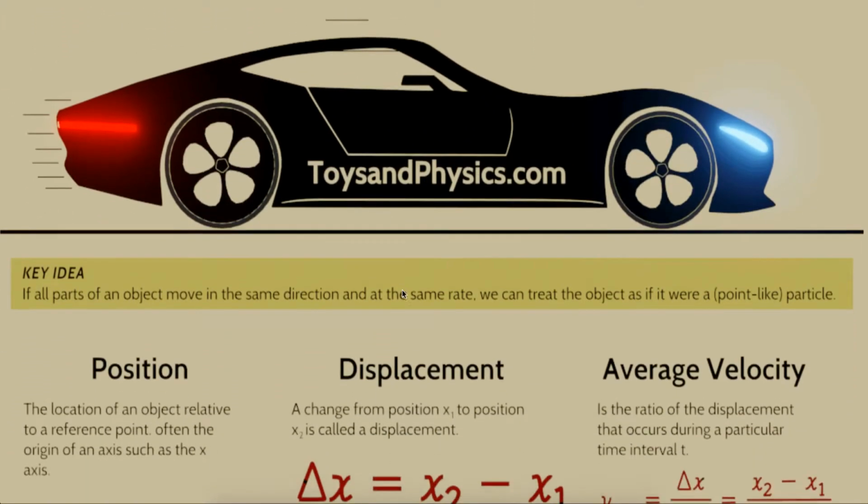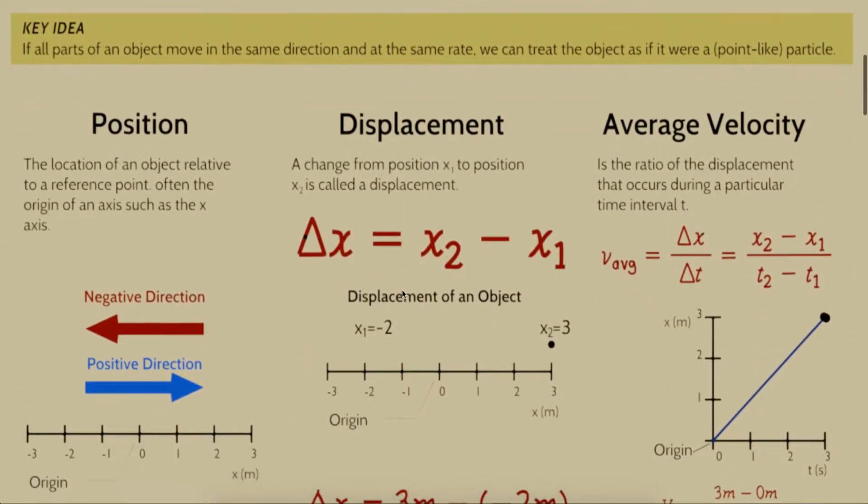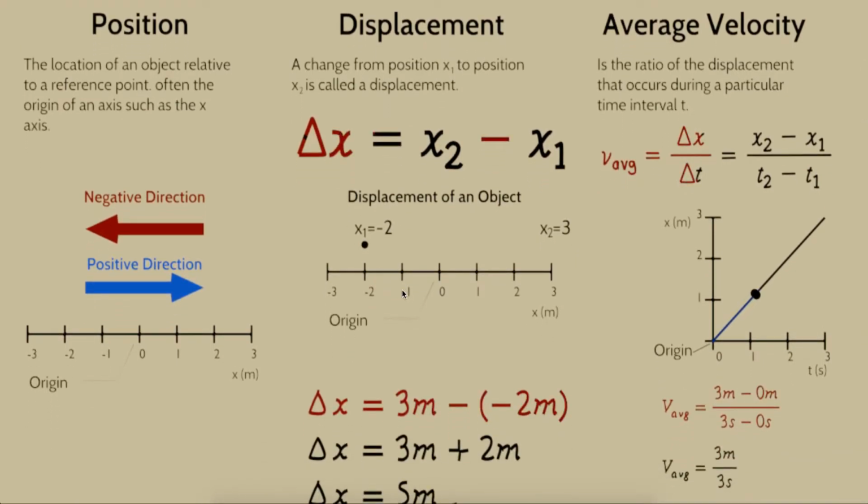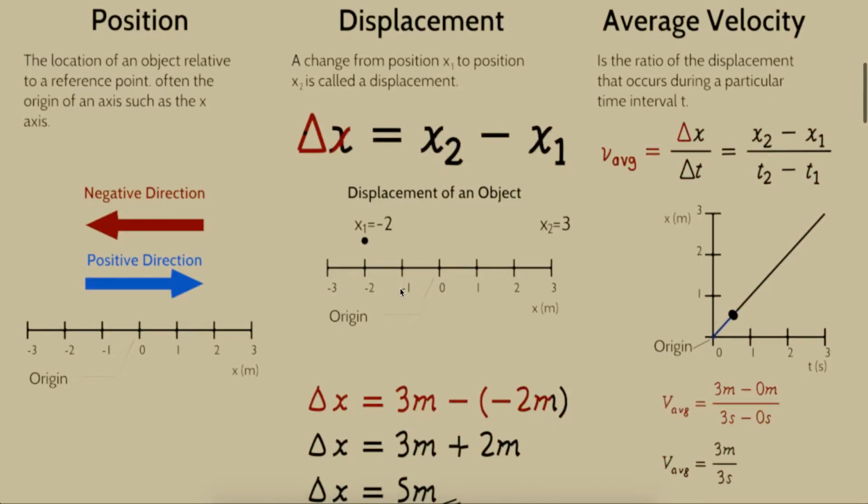So using that key idea, let's talk about the three most basic concepts of motion along a straight line, which are position, displacement, and average velocity. That's it. If you can understand these three, then everything else will come naturally, because everything else will just be related to everything we do here.